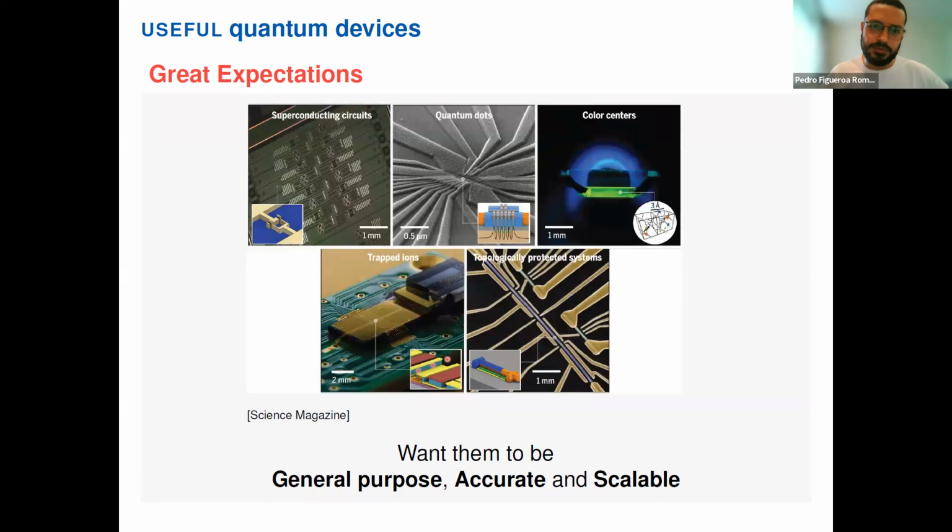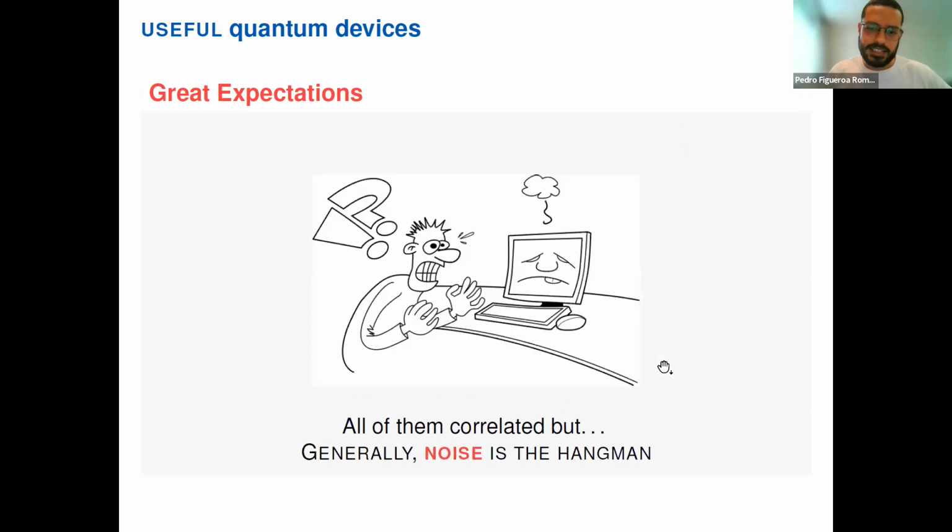So we know that we have all these quantum technologies trying to give us a quantum computer soon. Some of the basic ingredients that these quantum devices should have, or that they should aim for, is to be general purpose, accurate, and scalable, right?